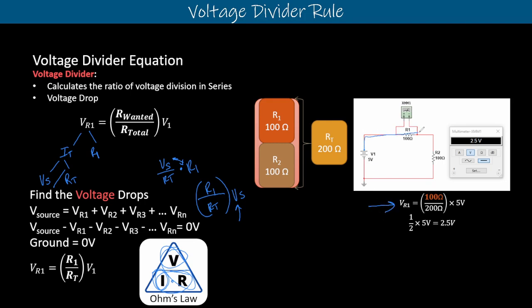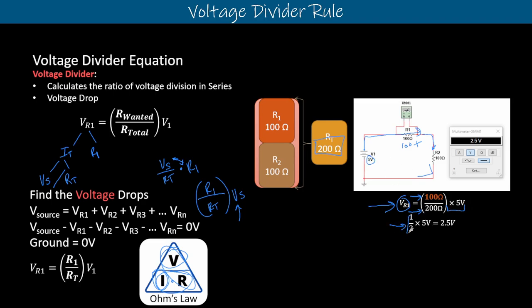This is our series circuit. Our 100 ohms is in series with our other 100 ohms down here, and that allows us to get our total resistance of 200. So if we place that into our want over have equation, we see that we want VR1, so we'll put R1 on top, 100. We'll put our total resistance on bottom as what we have, that's 200. Then we multiply by our 5 volt source.